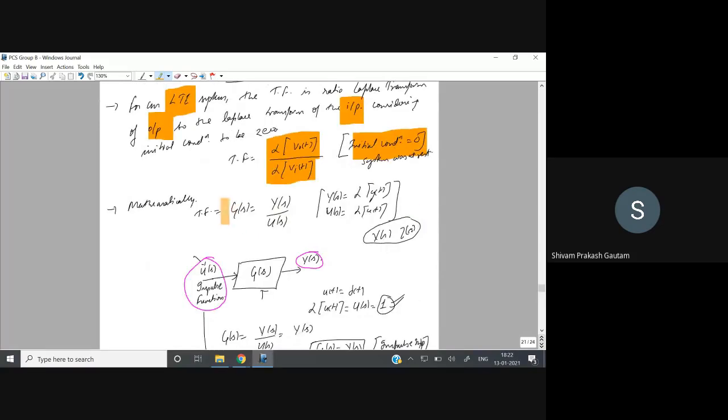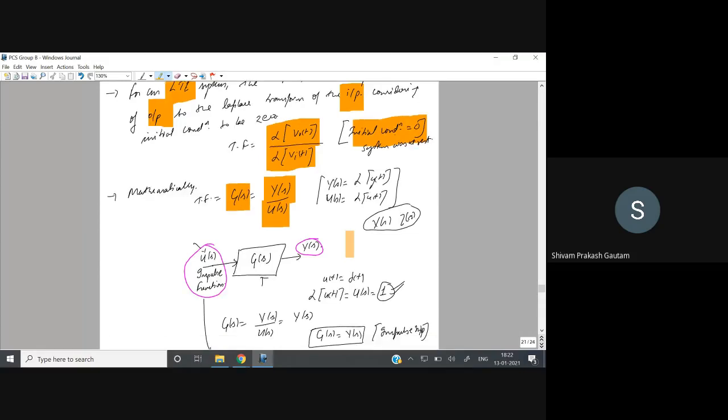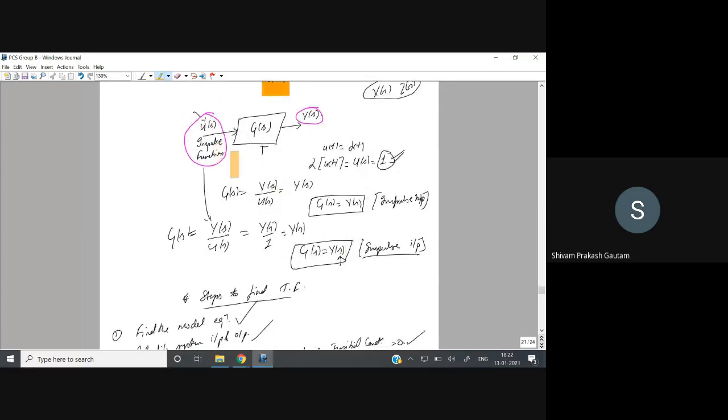Mathematically, we denote the transfer function by G(s) equal to Y(s) over U(s), where Y(s) is the Laplace transform of output and U(s) is the Laplace transform of input. Now we have taken an impulse function as our input. If you take an impulse function, what will we get? The transfer function will be equal to the Laplace transform of output.